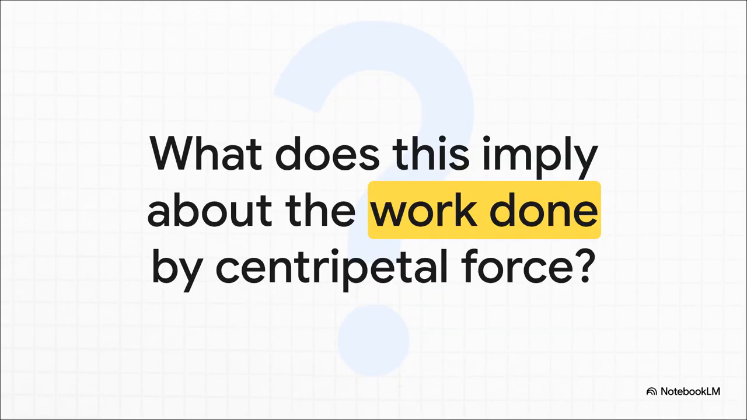So let's end with a thought. If this centripetal force is always pulling towards the center of the circle, but the object is always moving along the edge of the circle, well, that means the force and the direction of motion are always perpendicular to each other. So what does that tell you about the amount of work being done by that centripetal force? It's a key question that really ties these ideas together.